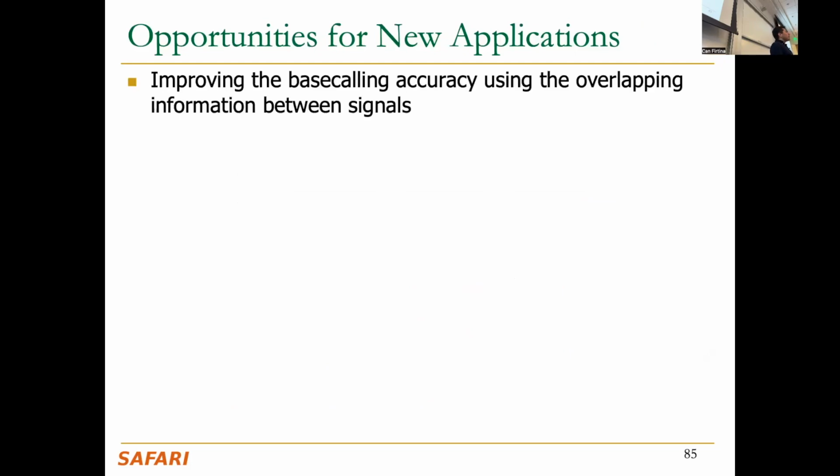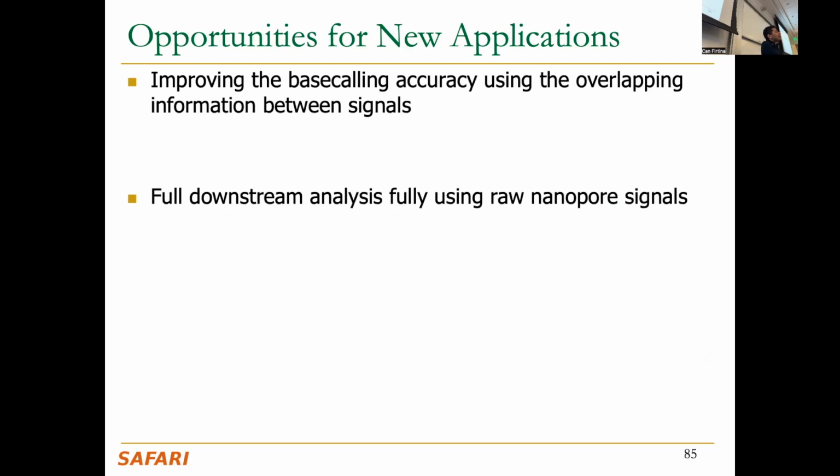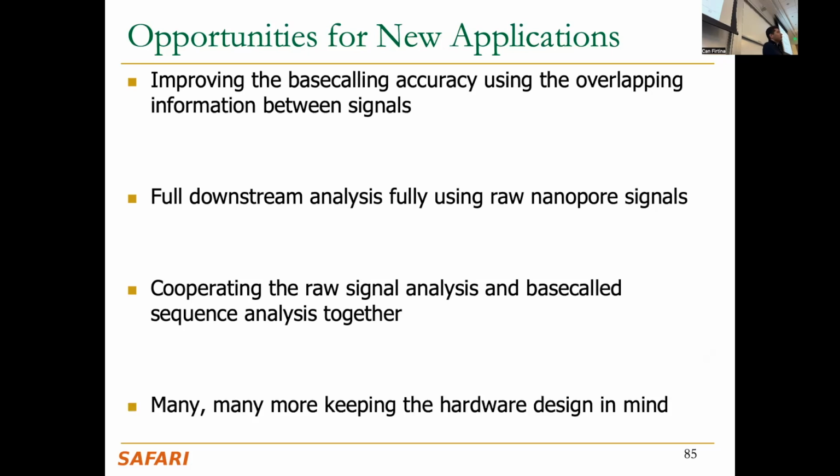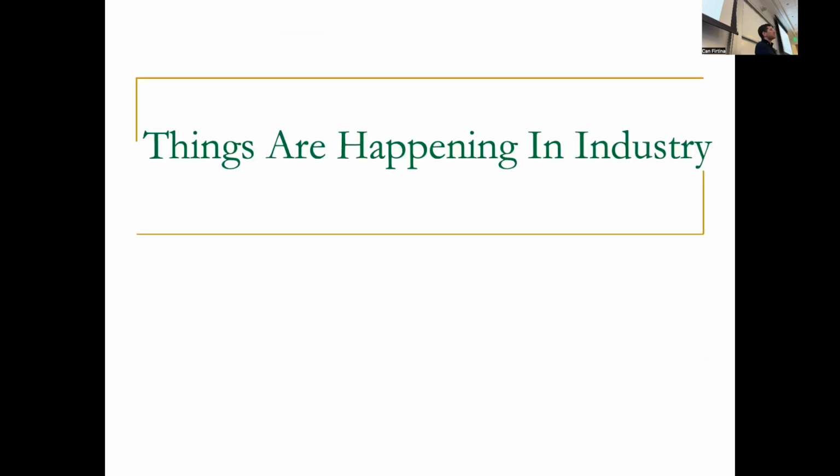There are new applications that we can keep working on, right? Especially with the overlapping information. You could use the overlapping information for improving the base calling accuracy, right? You could give your base caller this overlapping information, and it could utilize it. And as I already told you, we can also perform full downstream analysis fully using raw nanopore signals. I think there is a lot of work that can be done in this direction. And then we could also combine the raw signal analysis with base calling analysis together, if this is useful. And there are many more exciting times and applications, keeping the hardware design in mind.